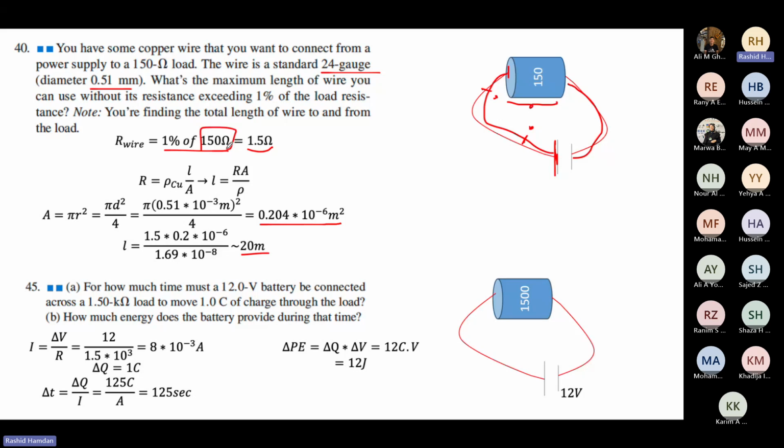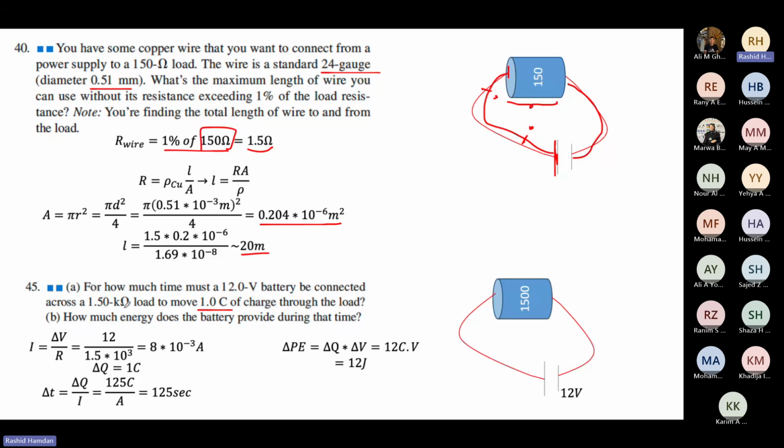Okay, another question. How much time must a 12-volt battery be connected across a 1.5 kilo ohm load to move 1 coulomb of charge through the load? How much energy does the battery provide during that time? So again, I have the 12-volt battery. I connect it to the 1.5 kilo ohm resistor. I want dq to be 1 coulomb.